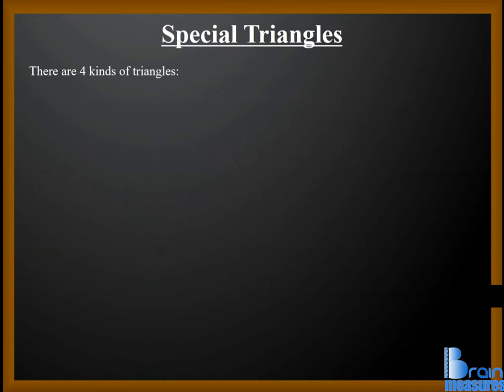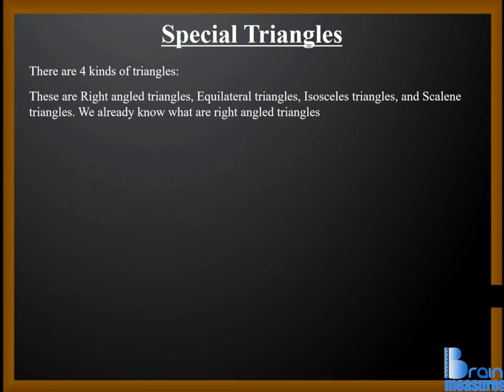Now there are four kinds of triangles, right? Let's go through each one of them. These are right-angled triangles, equilateral triangles, isosceles triangles, and scalene triangles. We already know what right-angled triangles are, right? So this is a right-angled triangle. We can see this sign right here that shows us that this is a 90-degree triangle.